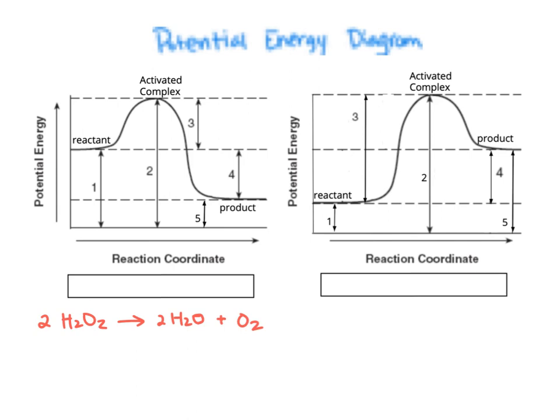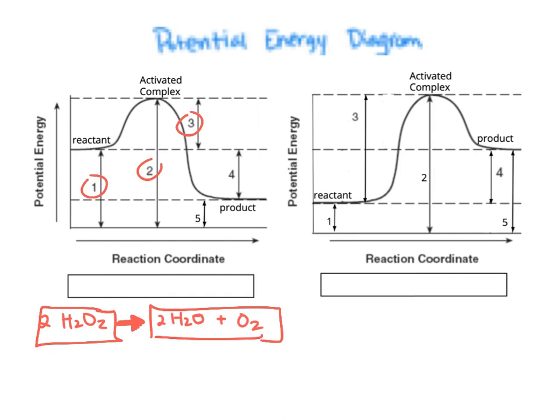This chemical equation shows the decomposition of hydrogen peroxide into water and oxygen. As a reminder, anything on the left side of the arrowhead in this chemical equation, this arrowhead right here, is considered a reactant. Anything on the right side of this arrow in the chemical equation is considered a product. Now moving on to what these sections in the diagram represent.